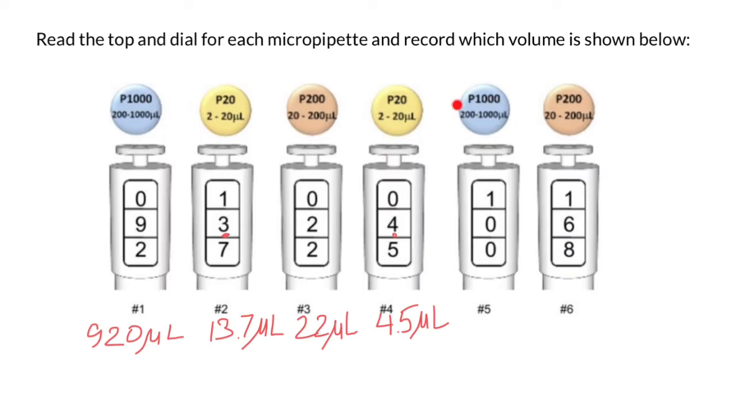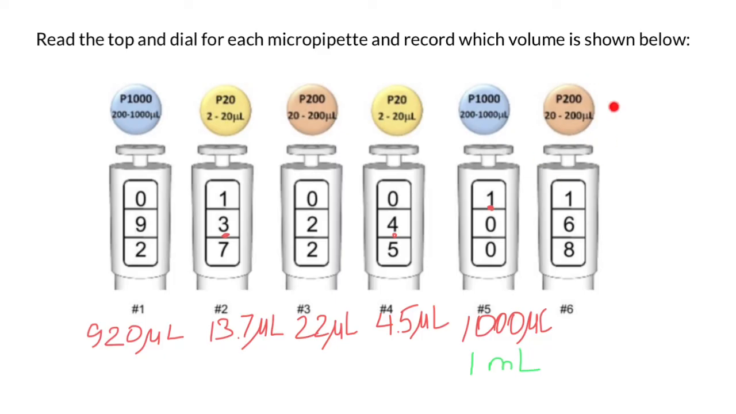Next one, P1000. We can work with volumes between 200 and 1000 microliters, and here is the maximum of what we can get. This is not 100 microliters, it is 1000 microliters. We also can say that we can put a decimal point here. In other words, 1000 microliters we can represent as 1 milliliter.